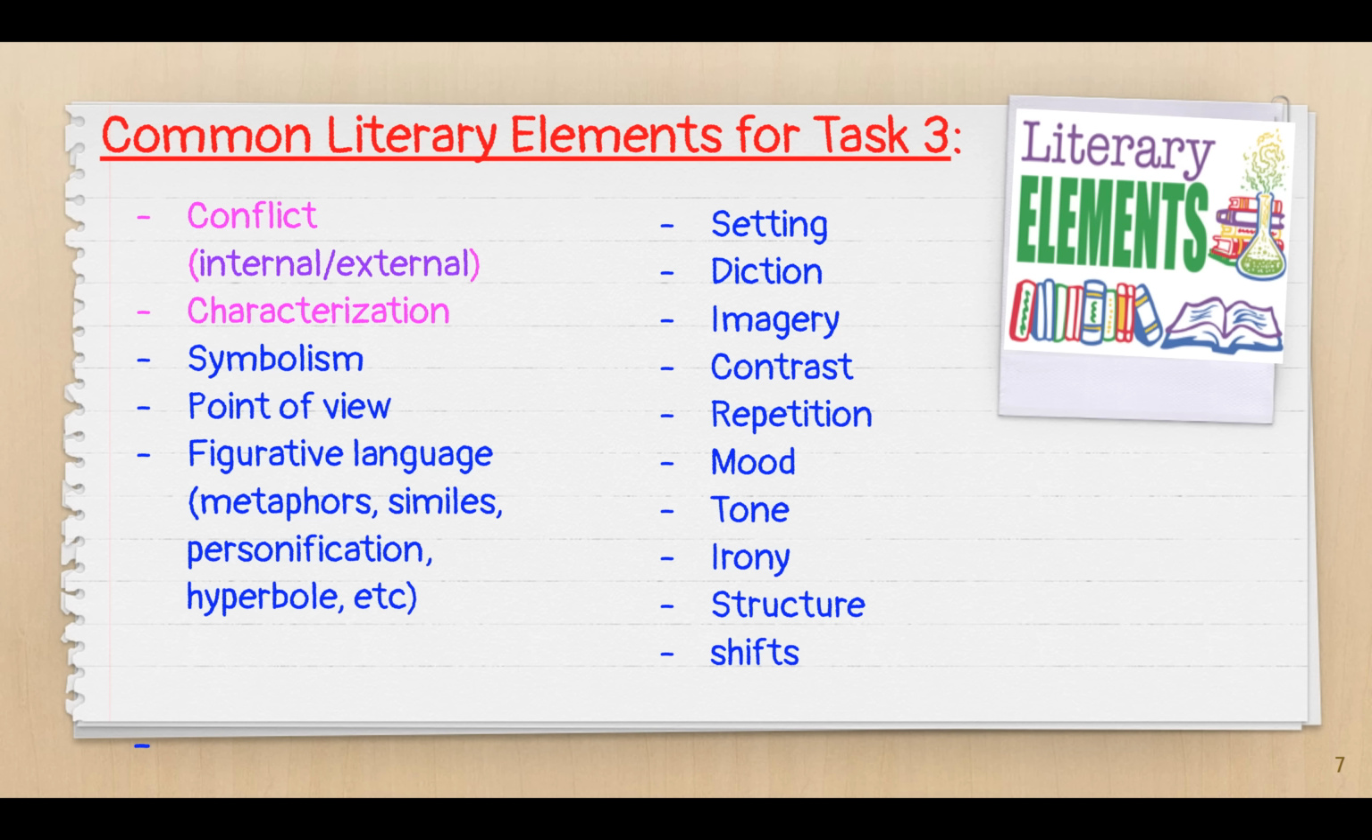Setting, of course, you can write about setting, but only if it really relates to the central idea. Otherwise, you would never choose that. Diction, imagery. Again, you have to be careful with imagery. Sometimes students will choose to write about imagery, but they're writing about imagery in a way that does not relate to the central idea. So again, if you're going to choose imagery as the technique you want to write about, you need to do it in a way that it's showing that the author used it to develop the central idea. Contrast, repetition, mood, tone, these could be wonderful sometimes. Irony, structure, and if the author uses some type of shift in order to have us understand the point.